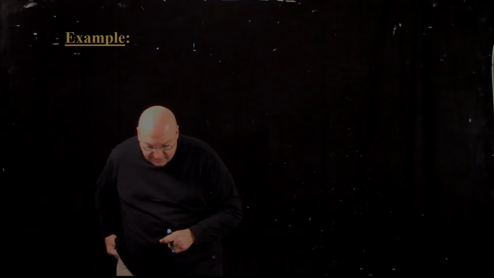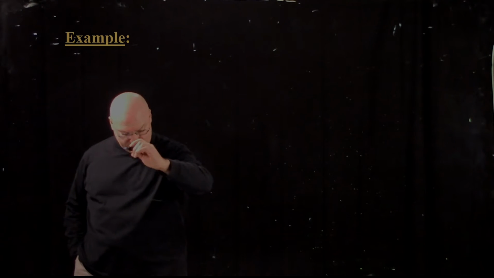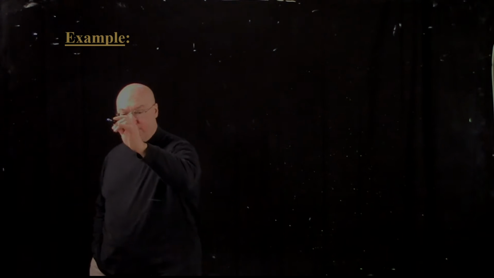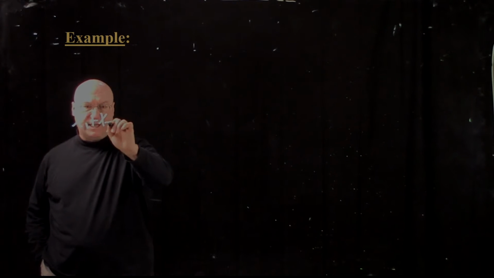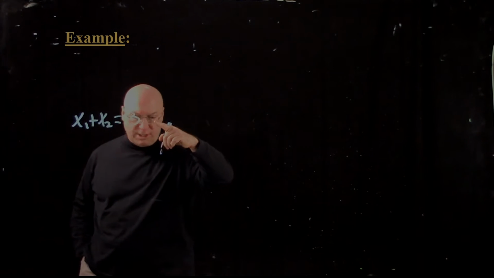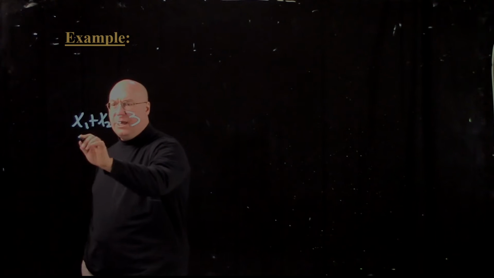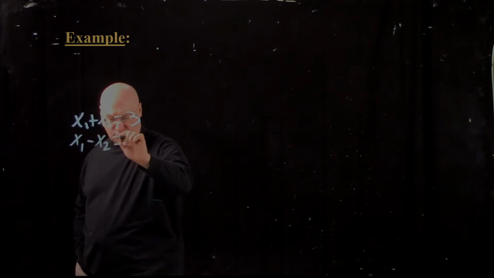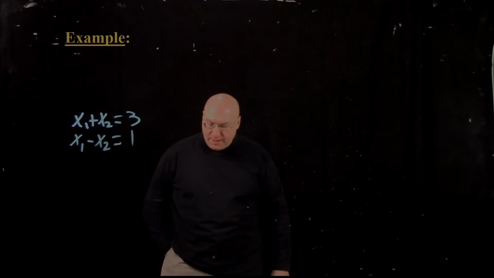Let me put it about right here. I have a system, x1 plus x2 equals 3. So there's one equation in the 2 unknowns, x1 and x2, and I'll give you another one. x1 minus x2 equals 1. So please put this down.